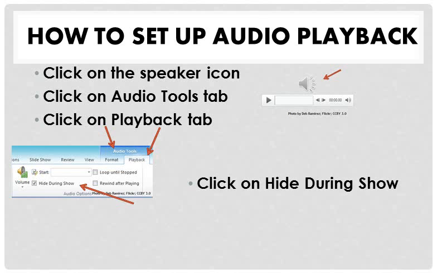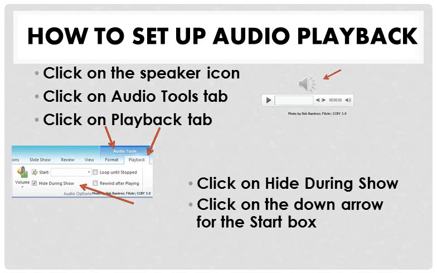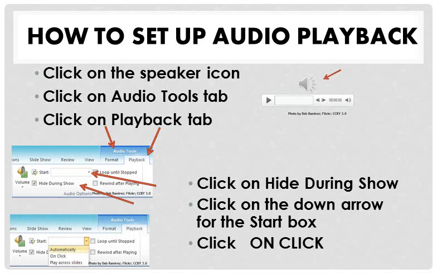Click on the down arrow for the start box and a pull-down menu shows up. Click on Click. If you click on Automatically, you will hear the recording or sound immediately when you come to this slide in your show.